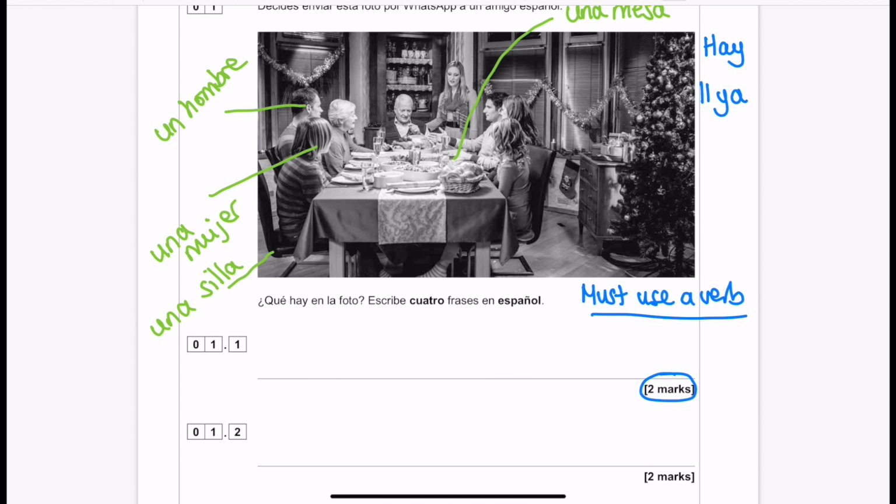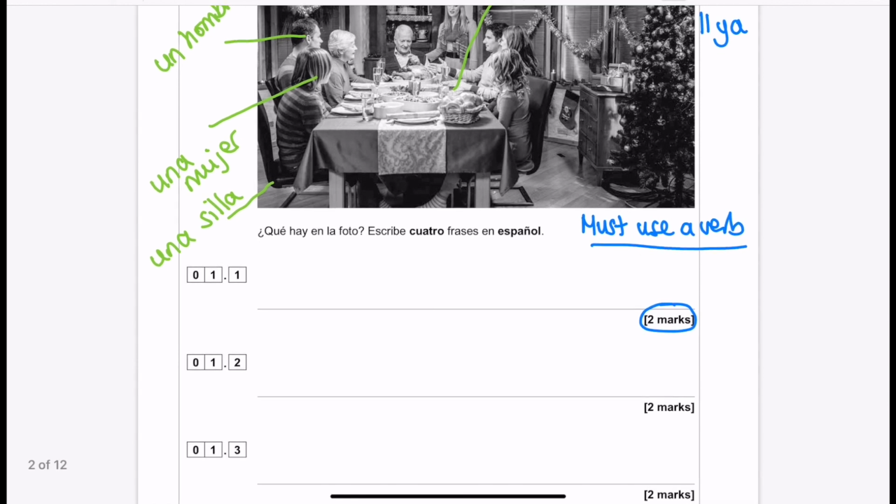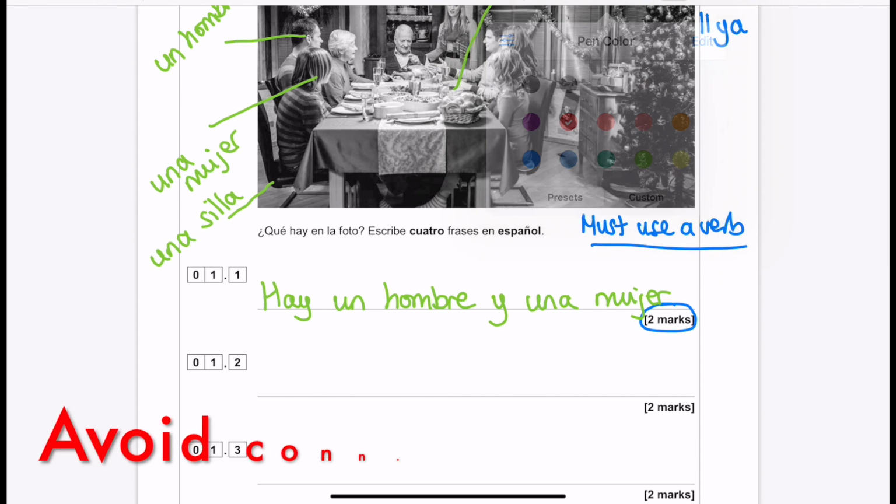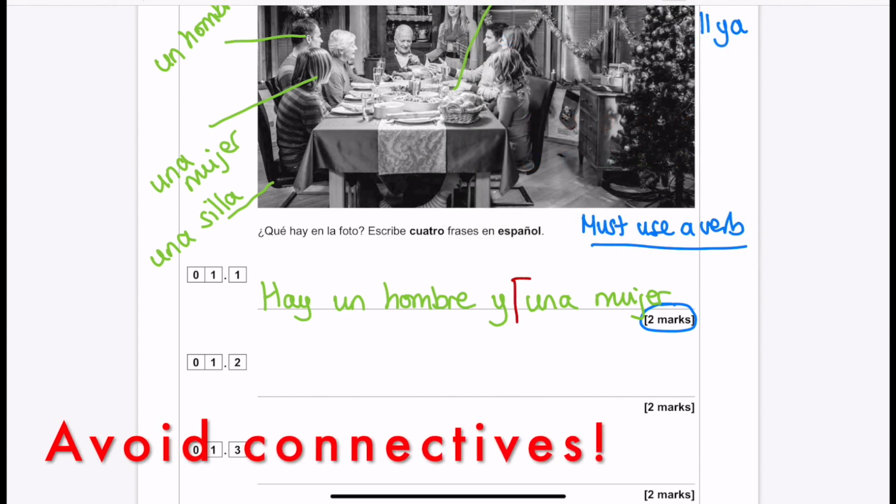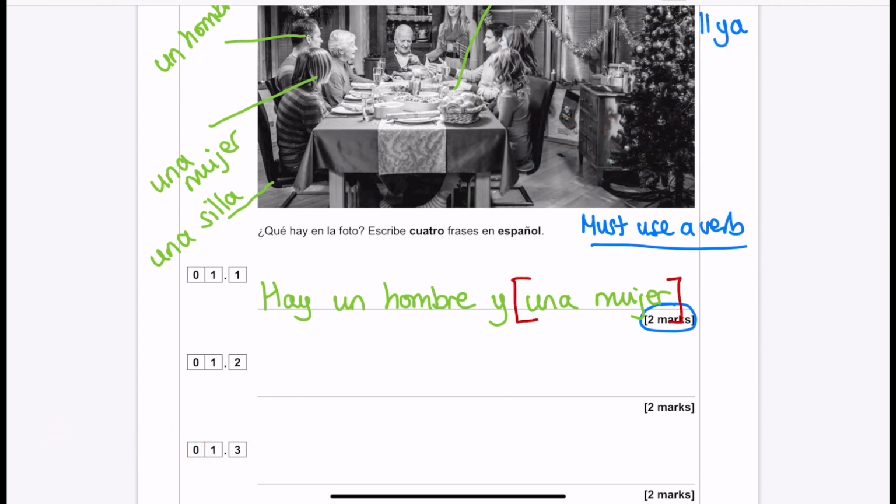So once you've had a look at the photograph, you've identified some nouns, it's time to start writing your sentences. What a lot of people will be tempted to do at this point is to put a connective and put una mujer. If I were you, I wouldn't do that, because if we put a little bracket around this, I can actually get a second sentence out of this by saying hay una mujer.